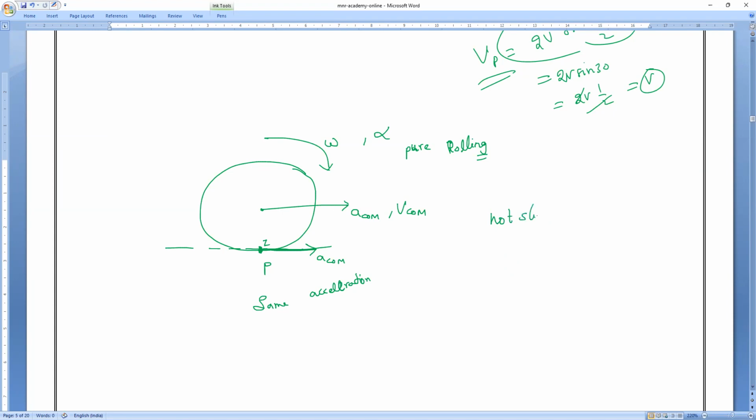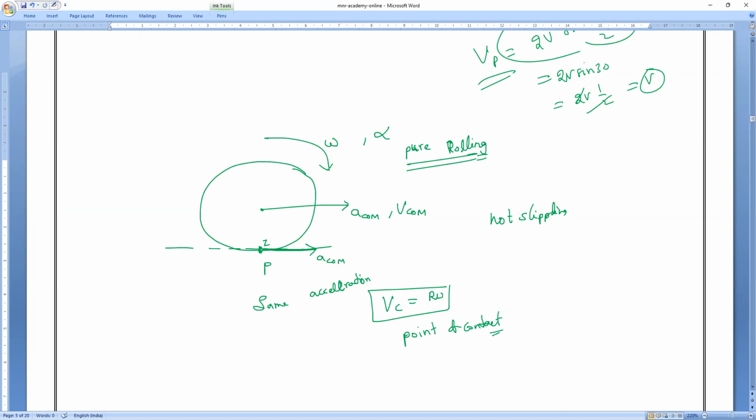Now if you notice, it is not moving forward and it is not slipping. Not slipping means, as we all know, that VC is equal to R omega at the point of contact. Correct, everybody? It is pure rolling, so there is no kind of forward or backward slipping.